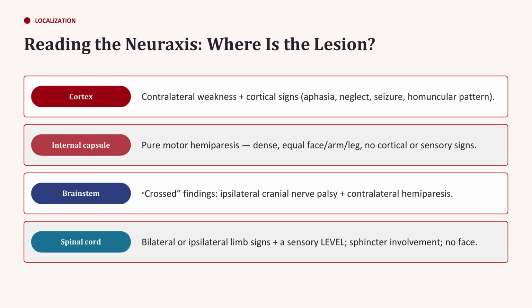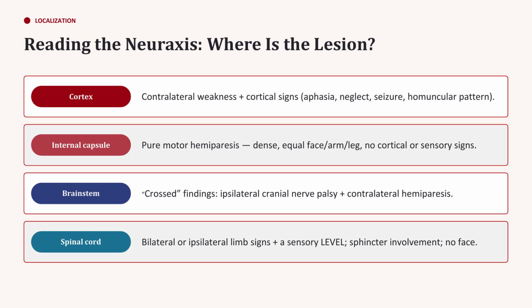If instead you get a dense, perfectly proportioned hemiparesis of face, arm, and leg with no cortical and no sensory findings, that is the internal capsule, the classic pure motor hemiparesis of a lacunar stroke. If you see a crossed pattern, a cranial nerve palsy on one side and hemiparesis on the other, you are in the brainstem, and the level is given by which cranial nerve is out.